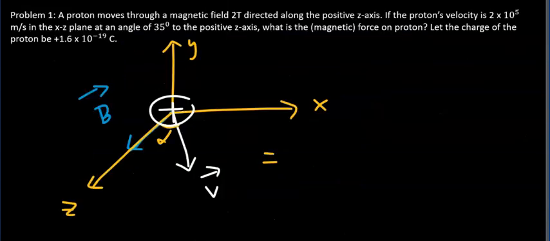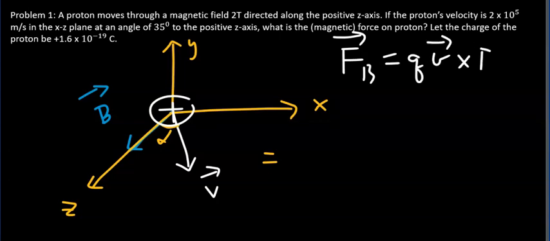A proton moves through a magnetic field with strength 2 Tesla directed along the positive z-axis as shown by this figure. If the proton's velocity is 2 times 10 to the power of 5 meter per second in the xz plane at an angle 35 degrees to the positive z-axis, what is the magnetic force on the proton? Let the charge of the proton to be that. The magnetic force is given by q v cross B.